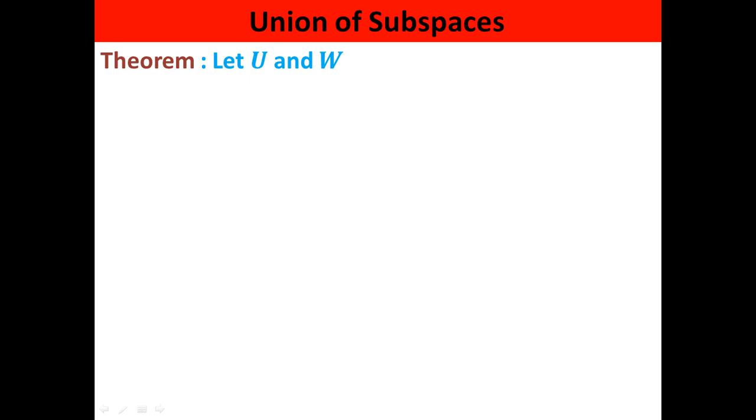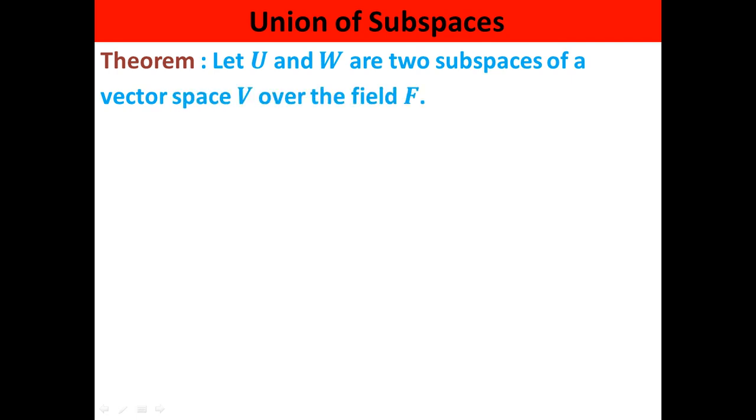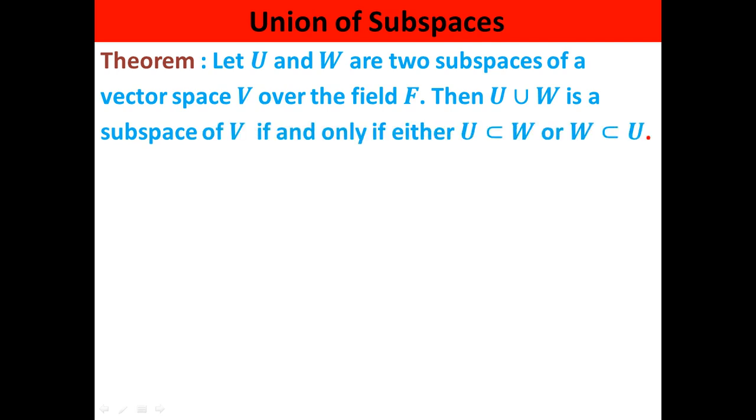Now I give a theorem for union: when the union will be a subspace. Let U and W be two subspaces of a vector space V over a field F. Then U union W is a subspace of V if and only if either U is a subset of W or W is a subset of U. If the subspaces are such that one of them is a subset of another, then the union will be a subspace, and conversely, when the union of two subspaces is a subspace, then one of them must be a subset of the other.